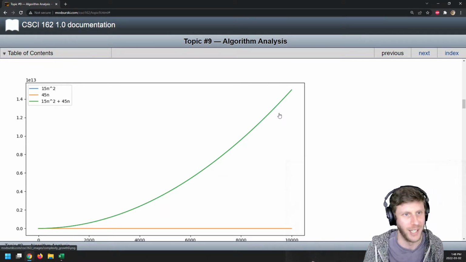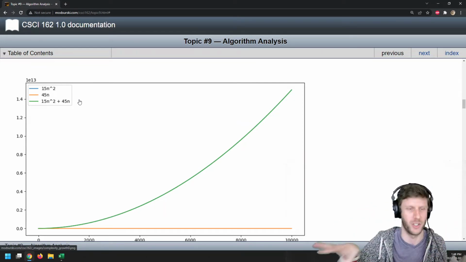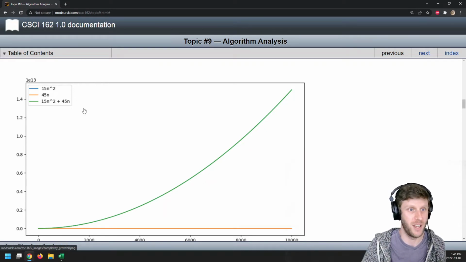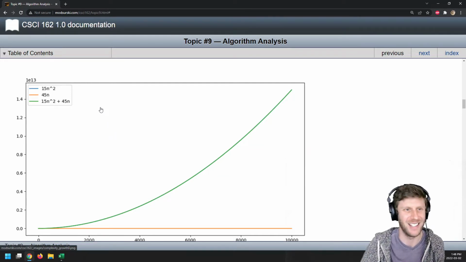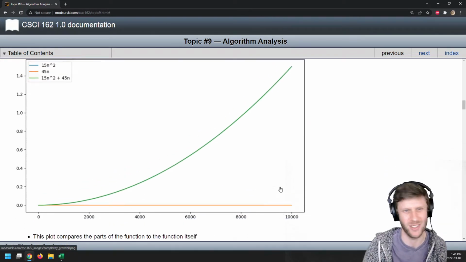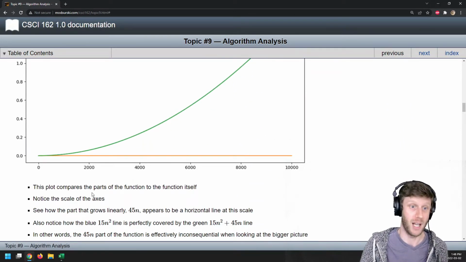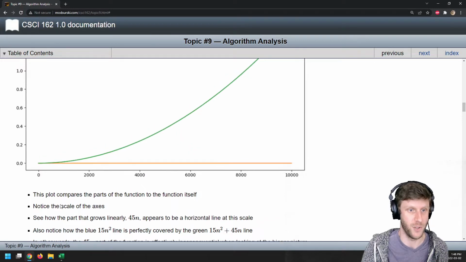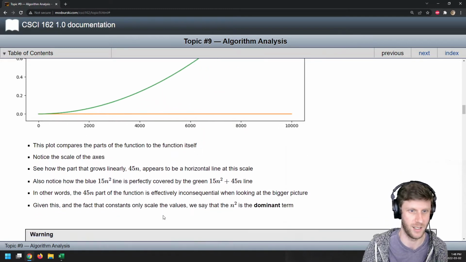They're the same line because the 45n is so meaningless in the whole shape of this growth function. If T of n is all this, 45n means so little in the grand scheme of things. It's funny how it seems so useless or not that important. So this plot compares the parts of the function to the function itself. Notice the scale of the axes. See how the part that grows linearly appears to be a horizontal line.